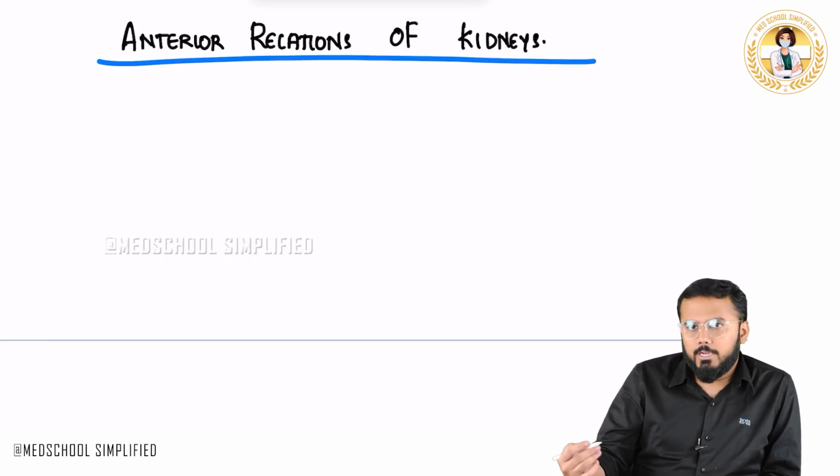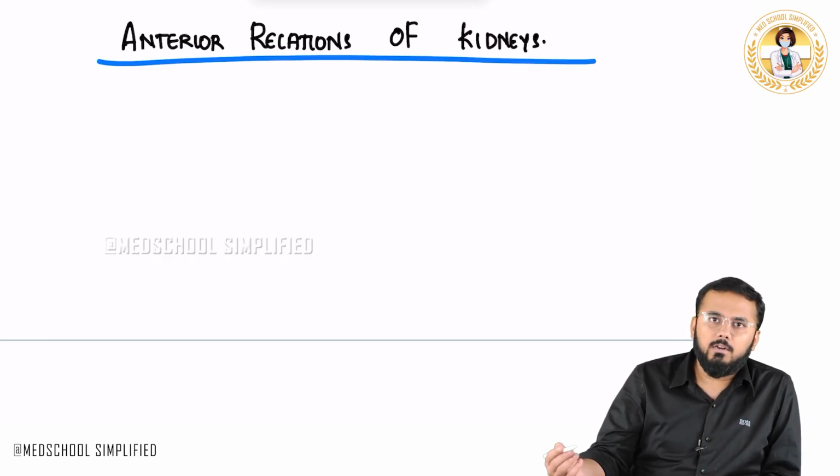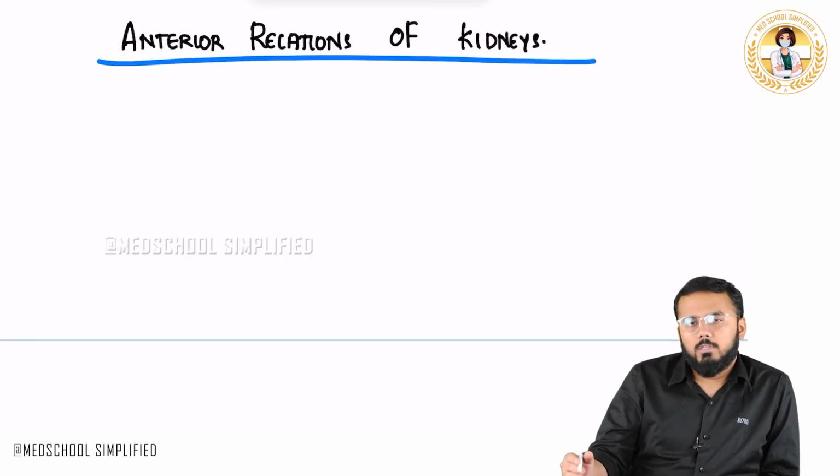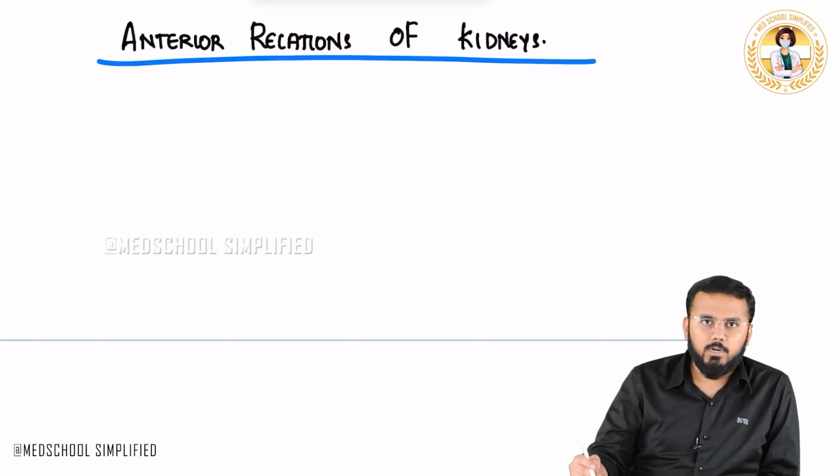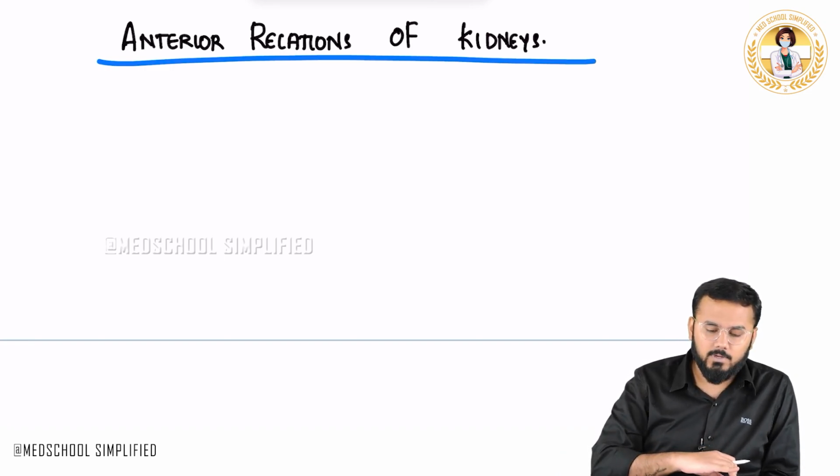If you already know what organs we have near the right kidney and what the relations with these organs are, then it is well and good. But if you don't know, then it is better we draw a picture and then see what the relations are of the right as well as the left kidneys.